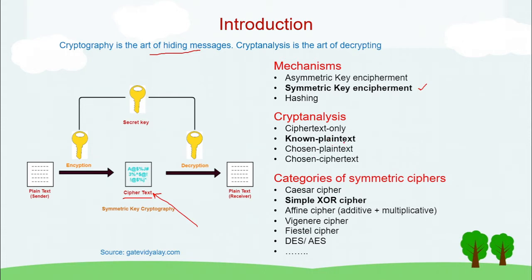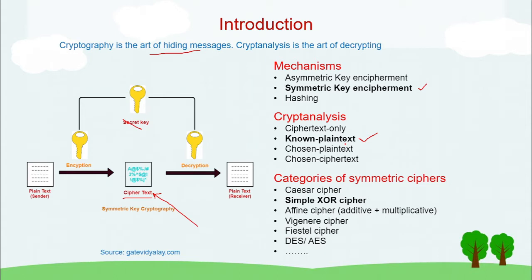Known plaintext is another approach. That's what we are going to see today. So in this approach, the adversary is expected to have at least one pair of plain text and the corresponding ciphertext. Okay, so from these two pieces of information, he will try to extract the secret key.